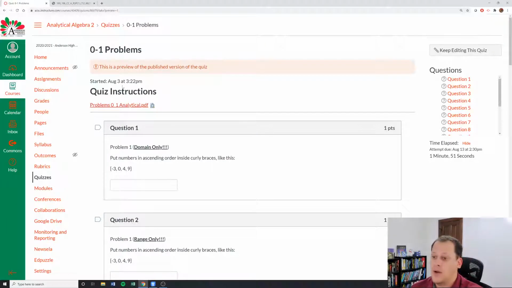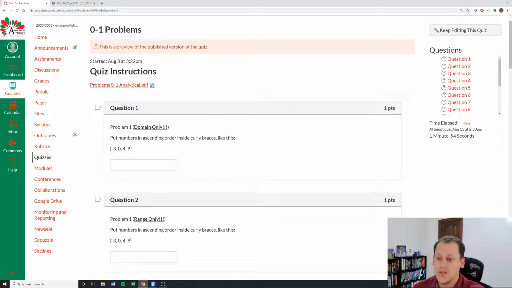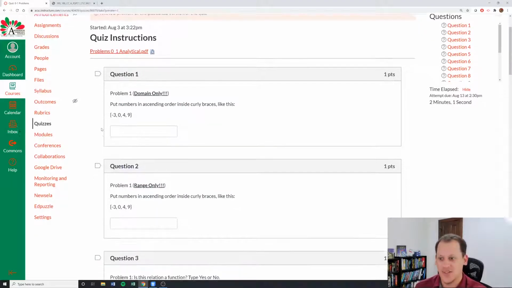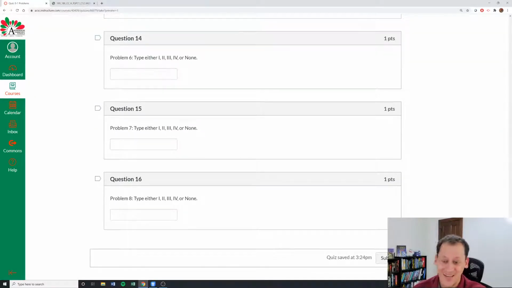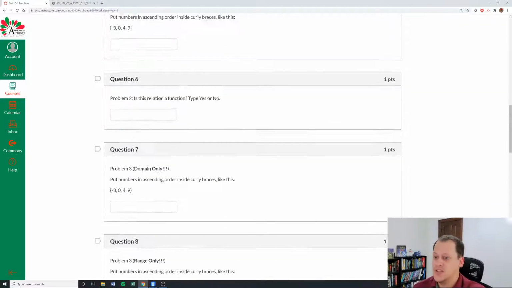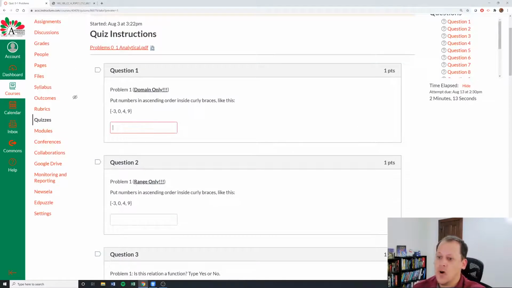Then, you'll see here question 1 says problem 1 domain only. On Canvas, I couldn't do multiple questions in the same question, if that makes any sense. So this says that there are 16 questions, but in reality, there are really only 8 problems. You'll see why in just a sec. Question 1 is just the domain for problem 1, and we said that was 1, 2, 3. This is telling you how to type that in. It says put them in ascending order, from smallest to largest, inside those curly braces.